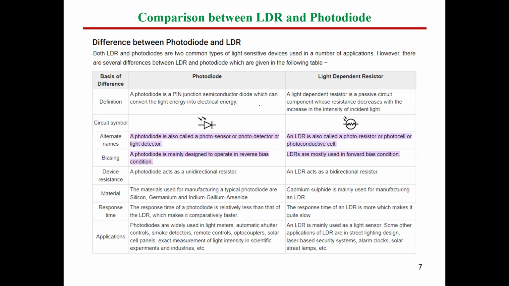So everything is written in the comparison. Firstly, the definition of the photodiode. We already understand the photodiode now, but let's read the definition here according to this comparison. So photodiode is a PN, not PIN, junction semiconductor diode, which can convert the light energy into electrical energy. But the light-dependent resistor is a passive circuit component.